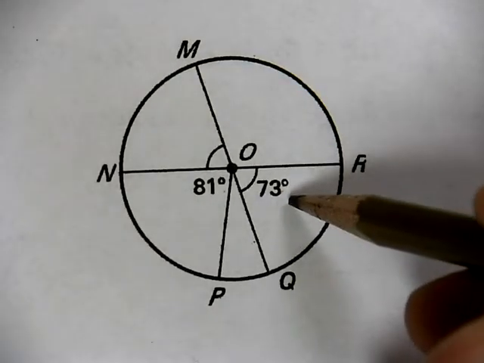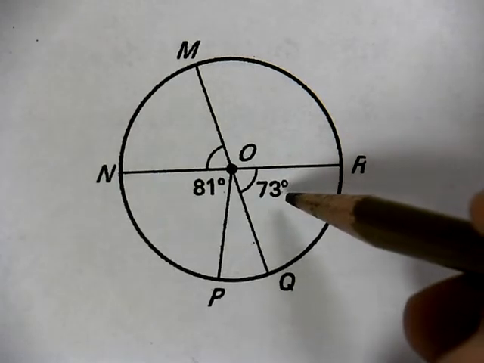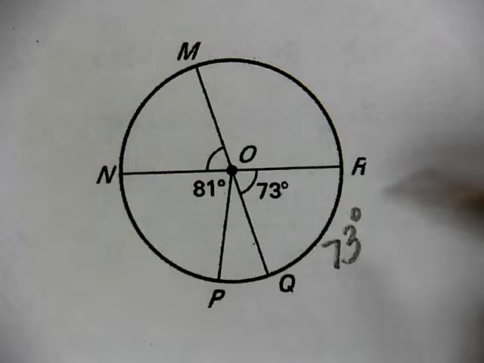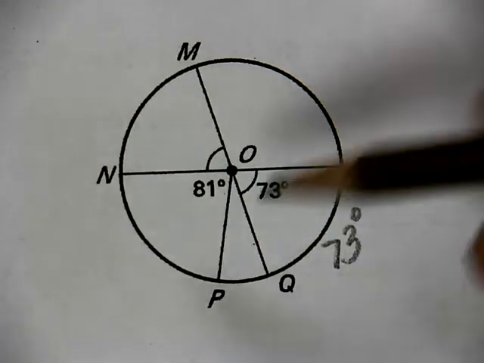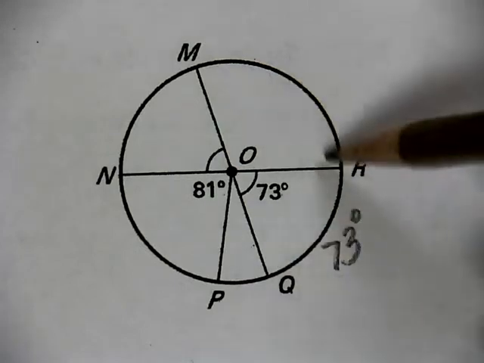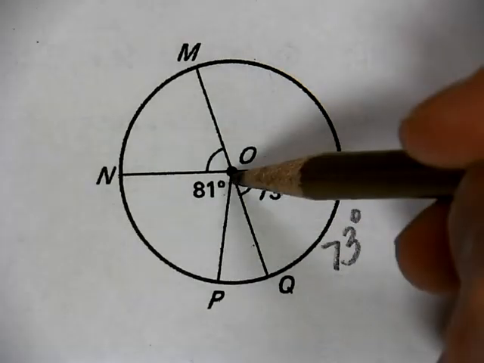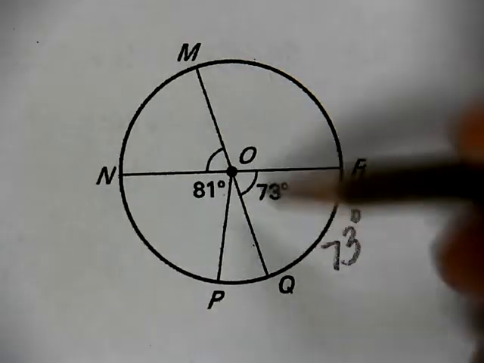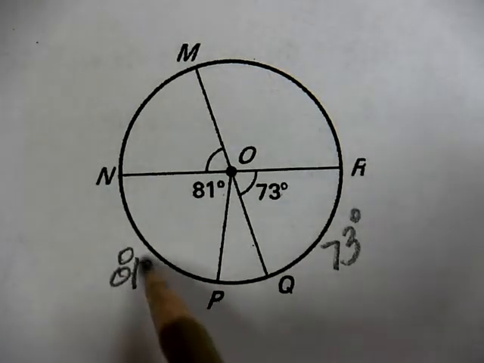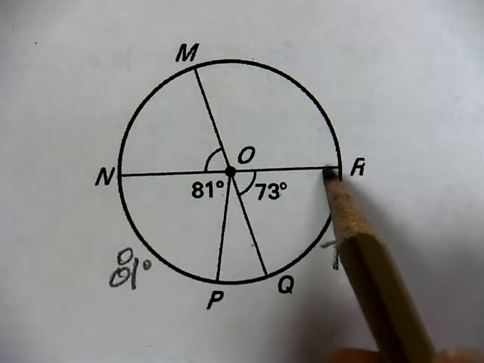If we have 73, this is a central angle. A central angle equals the arc. If we had an inscribed angle with the vertex on the side, that would be half. But since the vertex is at the center, it's going to be equal. And this is 81. We know this is a diameter.